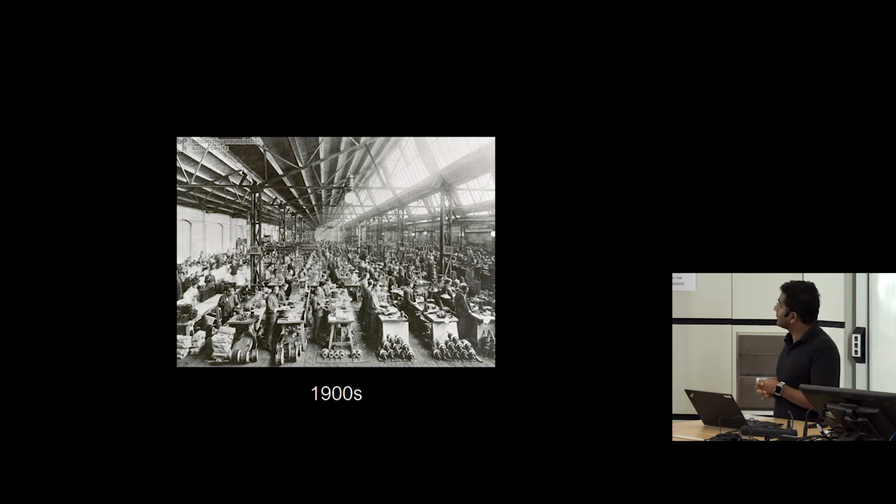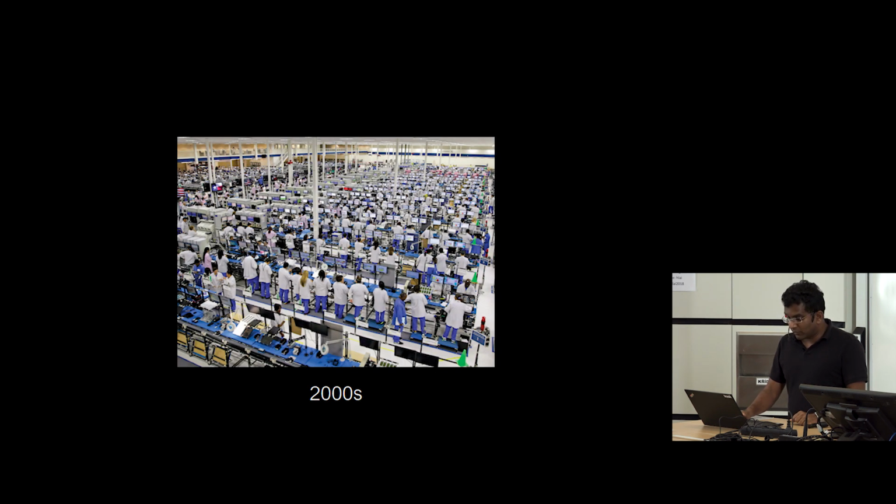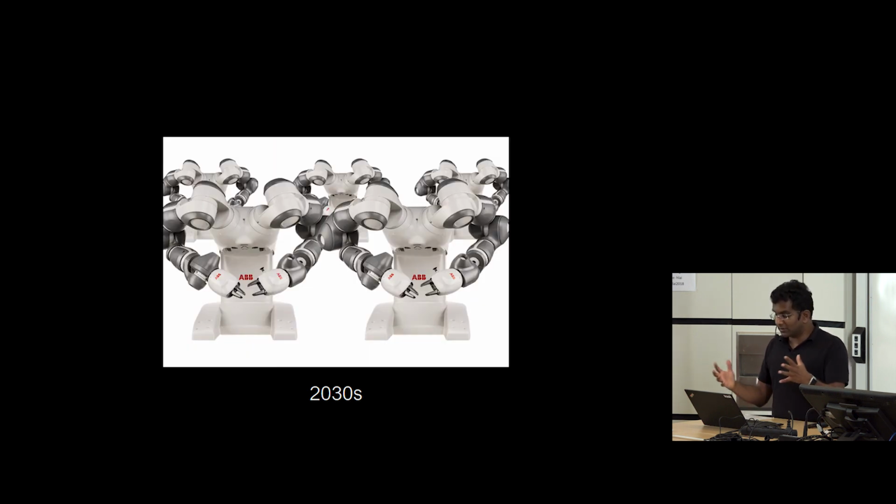So this is a picture of an assembly line from the 1900s, and this is a picture of an assembly line from the 2000s. Nothing much has changed. It's all still people standing in a line and assembling objects, except for the color picture. It's all the same. So we hope that we can make the 2030s different. More of this work will be done by robots.